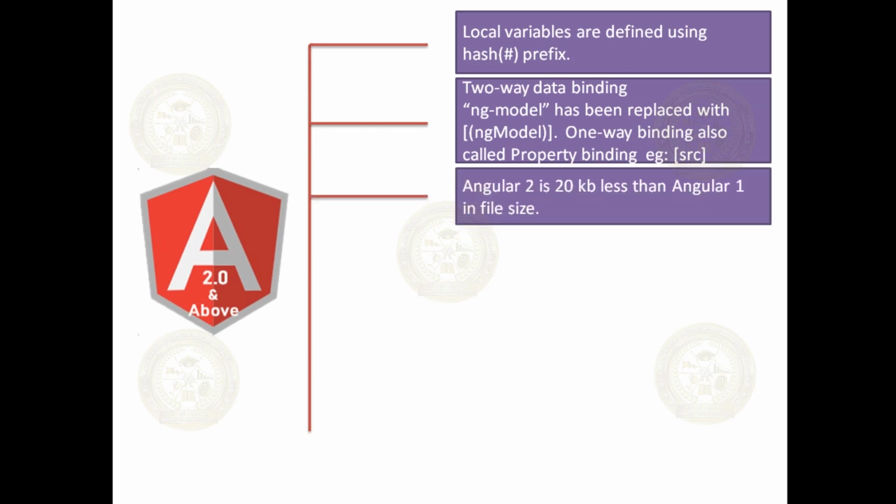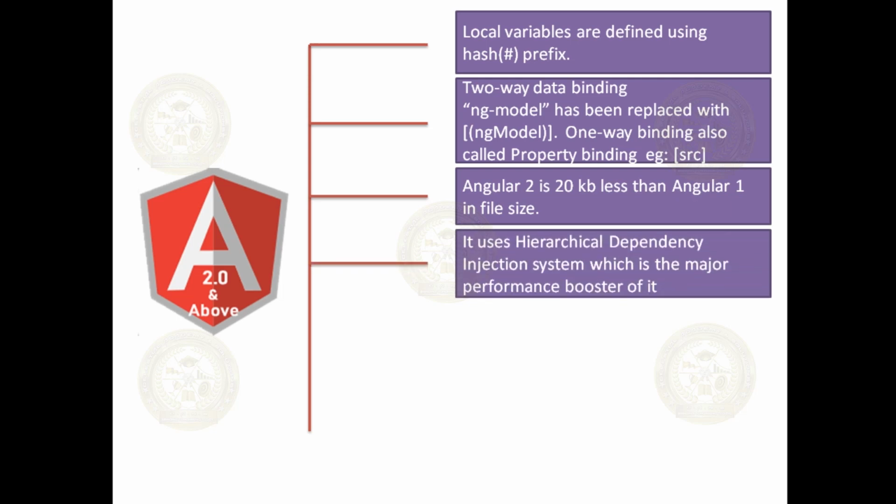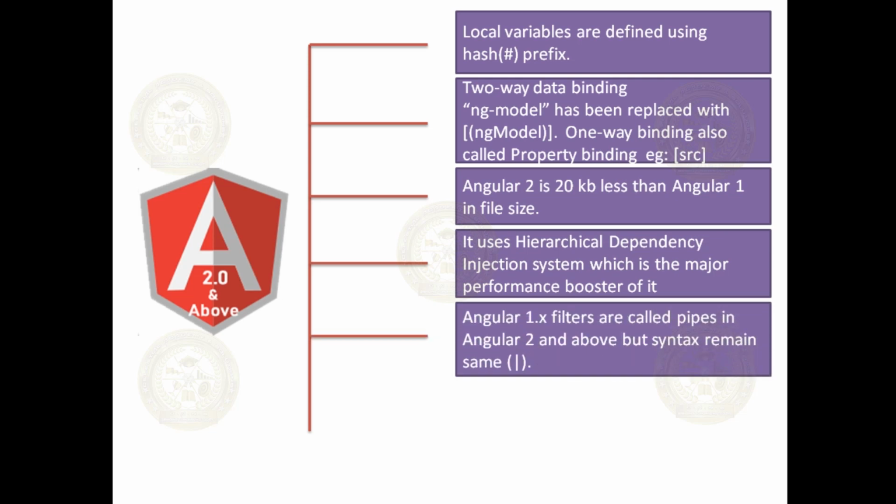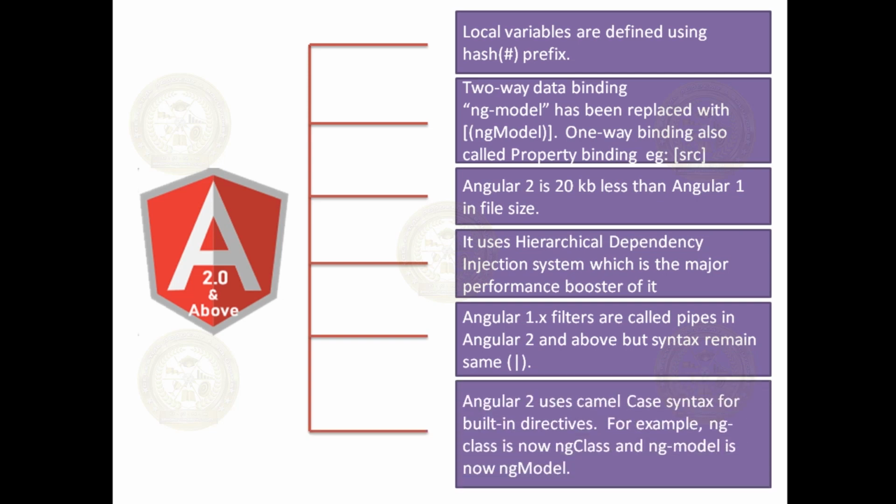Angular 2 was 20 KB lesser than Angular 1 in file size. It uses a hierarchical dependency injection system, which is a major performance booster. Angular 1.x filters are called pipes in Angular 2 and above, but the syntax remains the same. Angular 2 uses camel case syntax for built-in directives. For example, ng-class is now ngClass and ng-model is now ngModel.